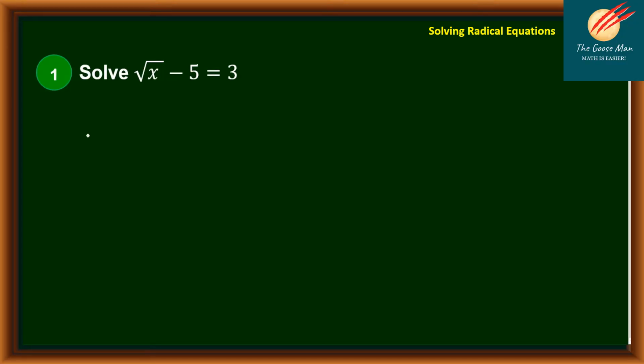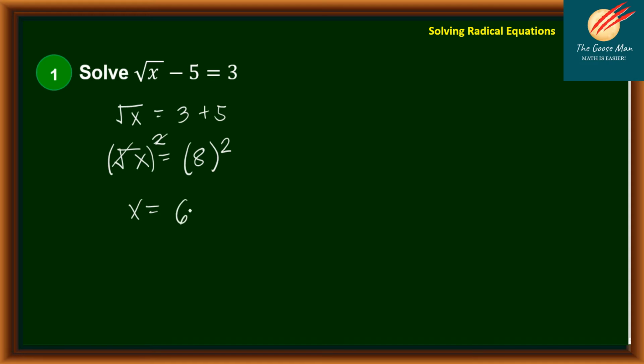Okay, so let's solve problem number 1. So we have the square root of x minus 5 is equal to 3. So what we're going to do is add 5 on both sides of the equation. So we have here square root of x is equal to 3 plus 5. So we have the square root of x is equal to 8. Then take the square of both sides of the equation. So we can factor this one out, square root of x, squared. So we have x is equal to 64.